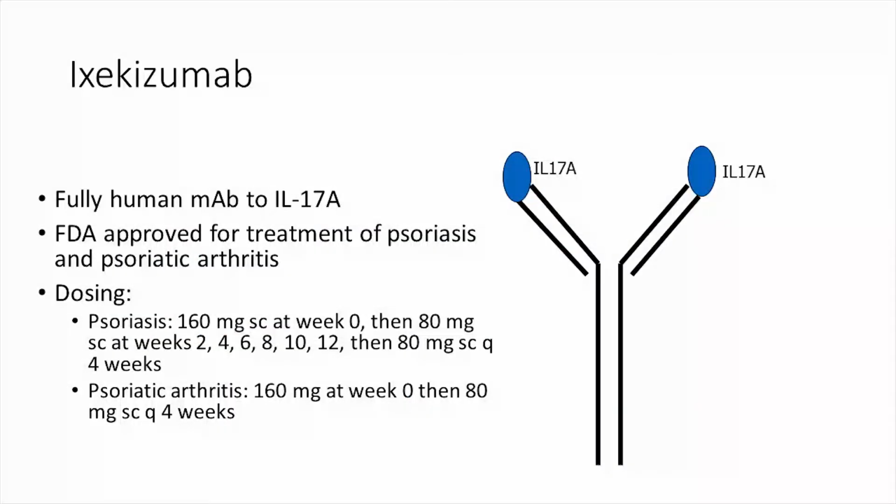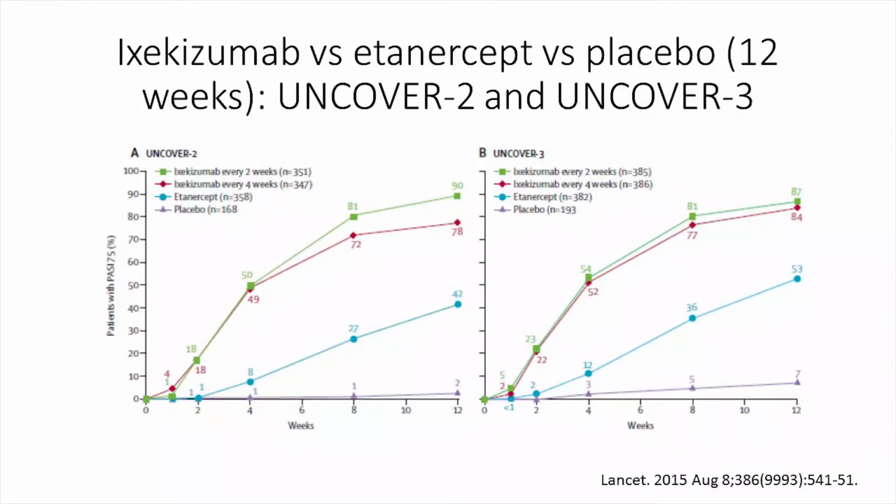The next drug is Ixekizumab. This looks exactly like the other diagram that I showed you because this is also a fully human monoclonal antibody to IL-17A. And this is also FDA approved to treat psoriasis as well as psoriatic arthritis. And again, we have 2 different dosing regimens. This is going to seem like a repeat, but I'm going to show you this drug versus etanercept and placebo.